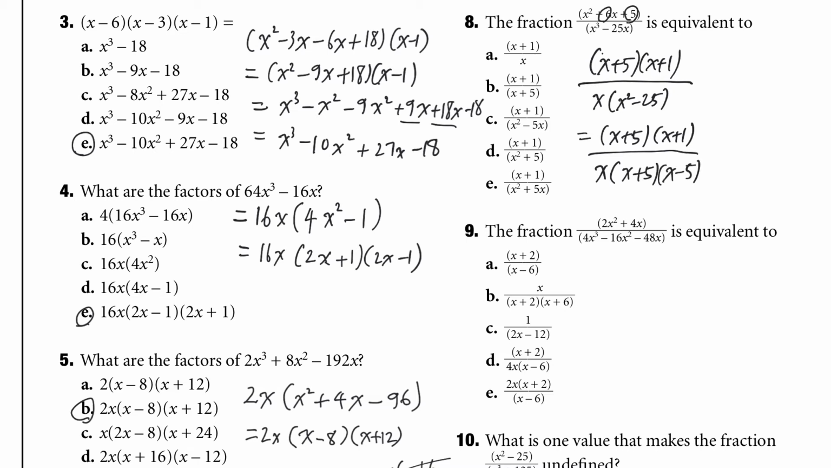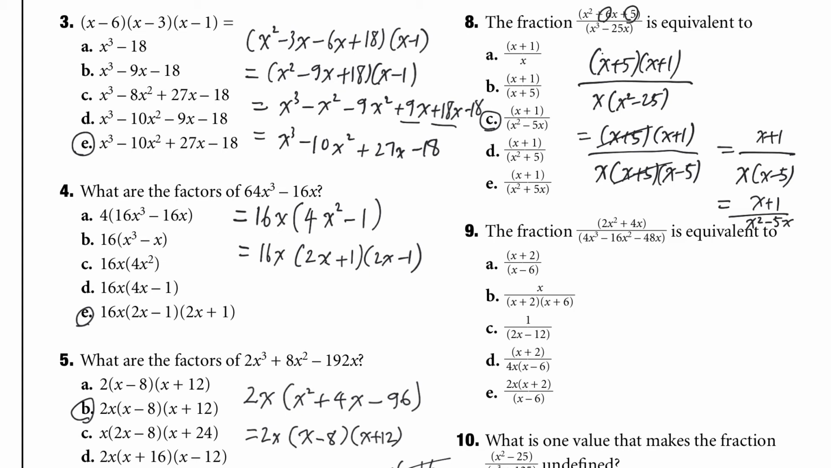Let's look for ways to reduce this fraction. x plus 5 cancels with x plus 5. And I think that's it. So x plus 1 over x times x minus 5. Oh, it looks like in each of A, B, C, D, E, they multiplied it out. So I'm just going to rewrite the bottom by expanding the brackets. x times x is x squared, minus 5x. So my answer would be C.